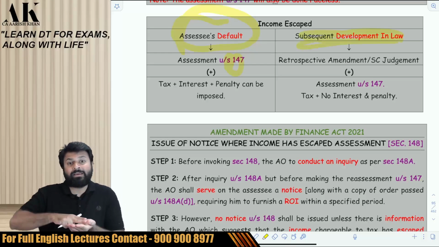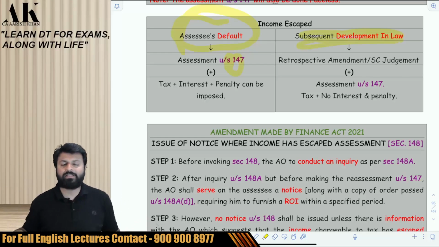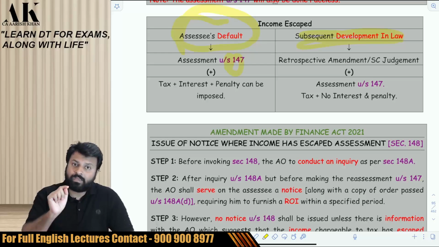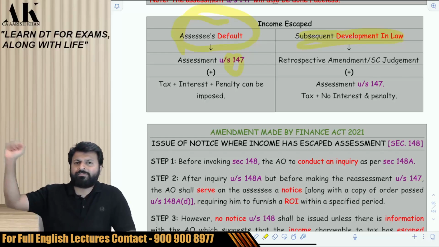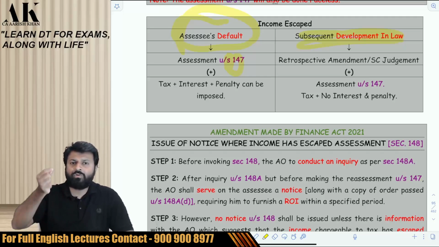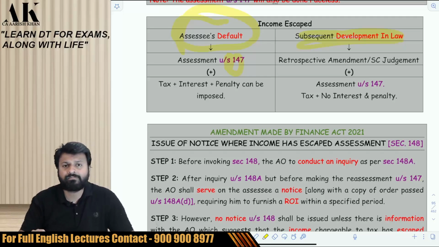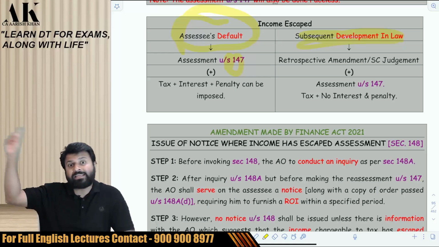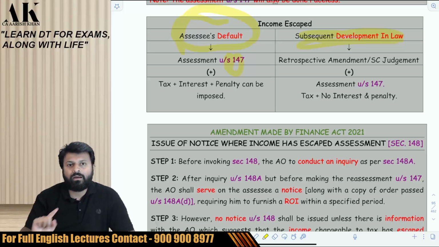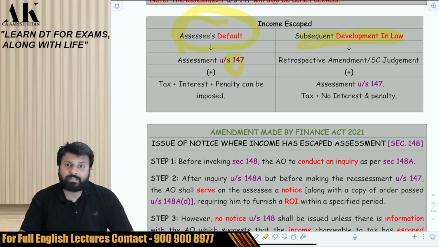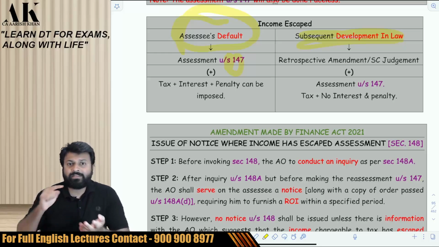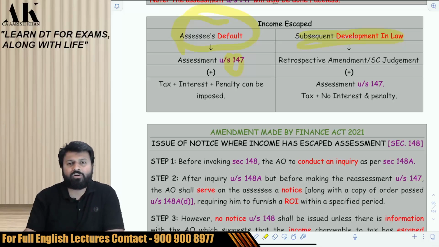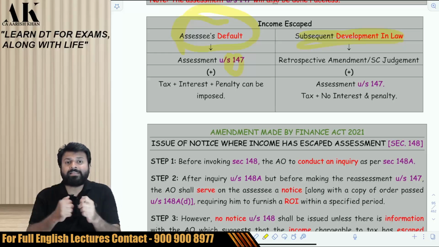Income can also escape because of subsequent development in the law. Let us try to understand and revise this. What do you mean by subsequent development in law? I'll give you an example. Suppose around 3 to 4 years back, an assessing officer allowed a deduction in my case. Today, the Supreme Court, in some other case, has disallowed that expenditure. So this is a subsequent development in law.